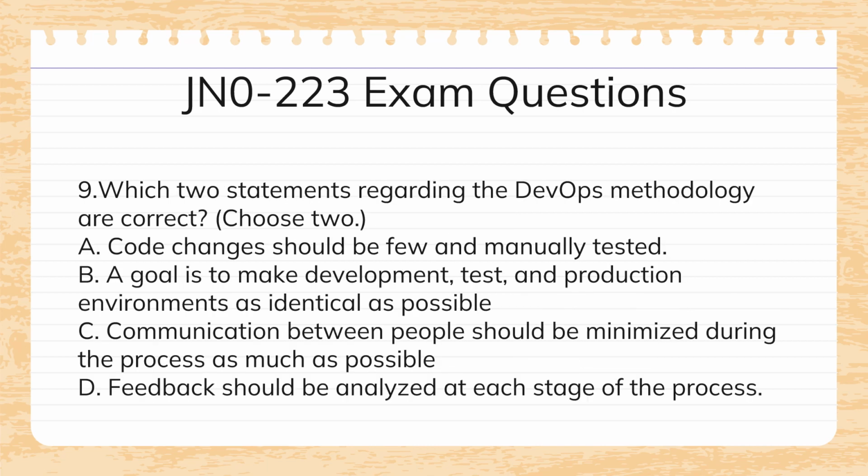9. Which two statements regarding the DevOps methodology are correct? Choose 2. A. Code changes should be few and manually tested. B. A goal is to make development, test, and production environments as identical as possible. C. Communication between people should be minimized during the process as much as possible. D. Feedback should be analyzed at each stage of the process.